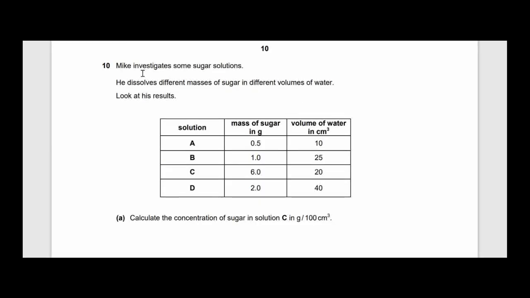Question 10. Mike investigates some sugar solutions. He dissolves different masses of sugar in different volumes of water. Look at his results. Solutions A, B, C, D. Mass of sugar in grams: 0.5, 1.0, 6.0, 2.0. Volume of water in cubic centimeters: 10, 25, 20, 40. Question A. Calculate the concentration of sugar in solution P in grams per 100 cubic centimeters. 10 seconds.